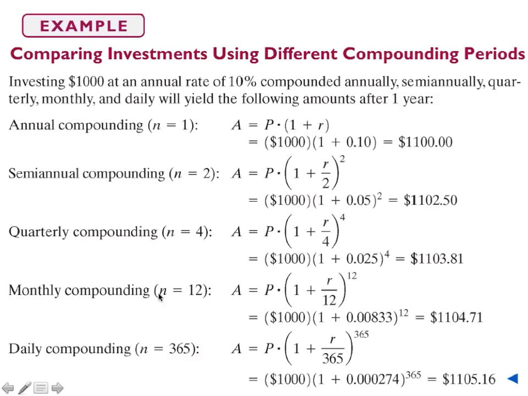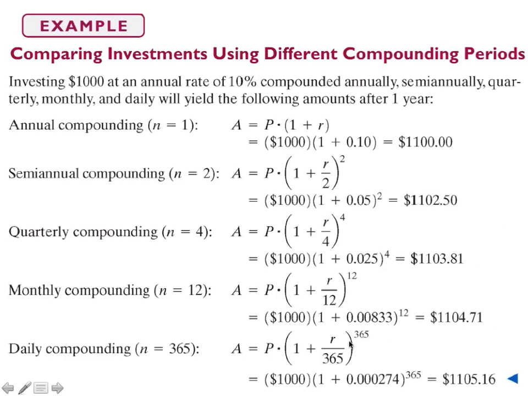Because you have monthly compounding, n is going to be equal to 12. So you're going to take your rate, which is your 0.10, and you're going to divide it by 12. You're going to add that to 1, raise it to the 12th power, and then multiply by your 1,000. Each time you're going to notice you get a little bit more money.